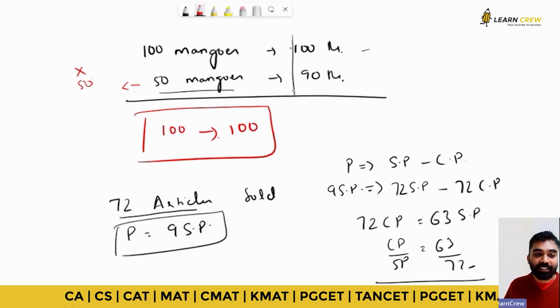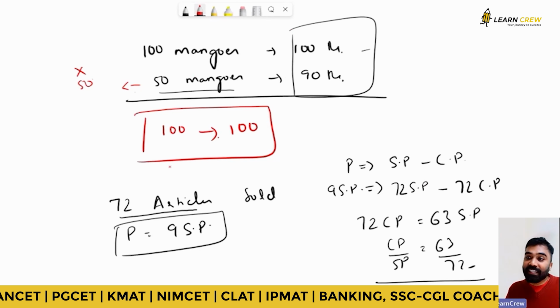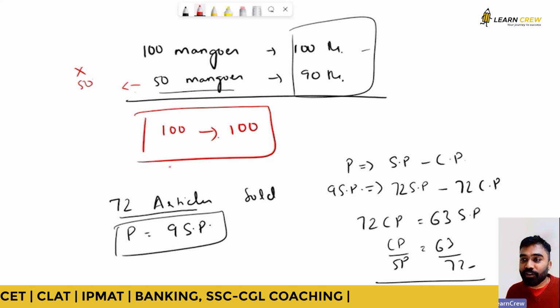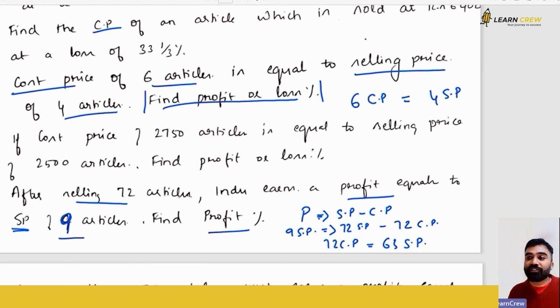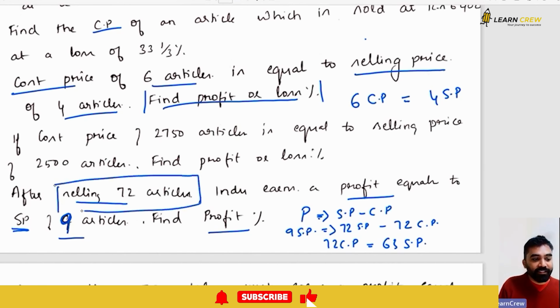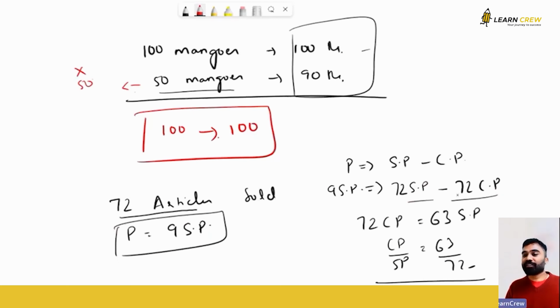Obviously you cannot tell in this case whether it is a profit or a loss. Only if you buy 100 and sell 100, only then you can tell whether it is a profit or a loss. Here, when they're giving a question, 72 articles sold, it means obviously they should have got 72. Only if 100% is sold, then it is right. Selling 72 articles, obviously they should have got 72 articles. That's the reason I'm just doing 72 CP, 72 SP.